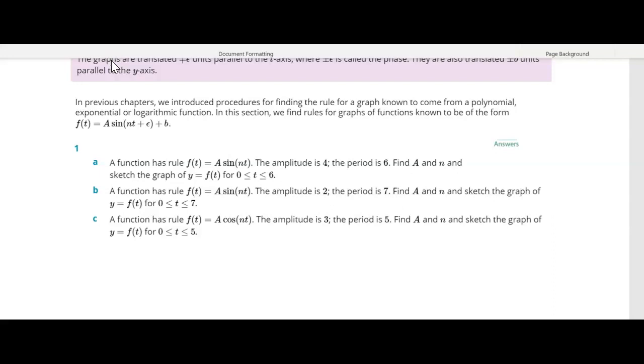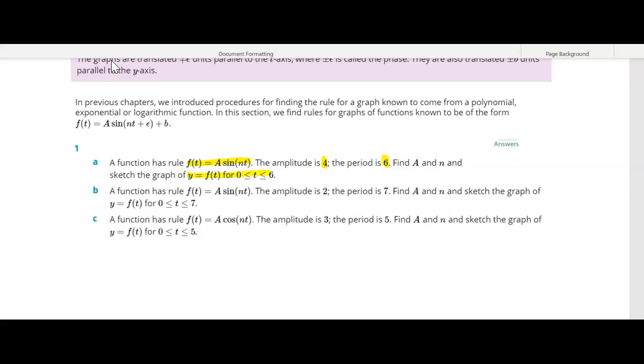If we look at question 1, we've got a function f(t) is equal to A sine nt. They've used capital A here. It doesn't matter, you could use any letter you like, whether it's capital or lowercase. Usually we tend to use n to help us calculate the period though. The amplitude is 4 and our period is 6. We've got to find A and n, and then we've got to sketch it.